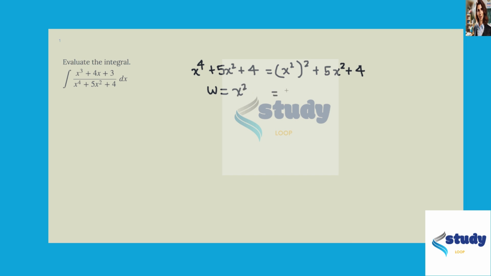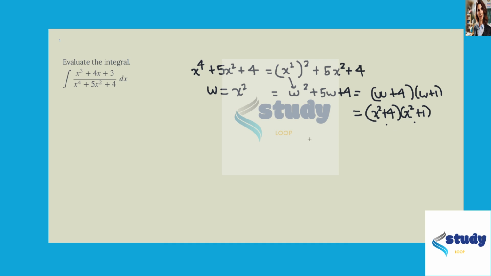And then we could write the previous equation as w squared plus 5w plus 4. We can factor that. This is just w plus 4, then w plus 1. And then back substitute, and we have x squared plus 4, x squared plus 1. And then we would have to look at these new quadratic factors to see if those can be factored into two linear polynomials.